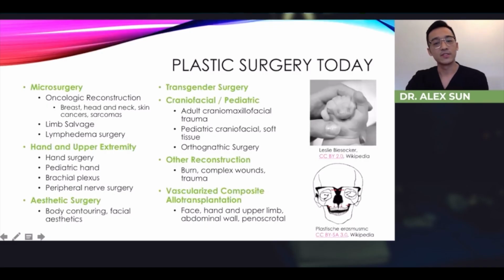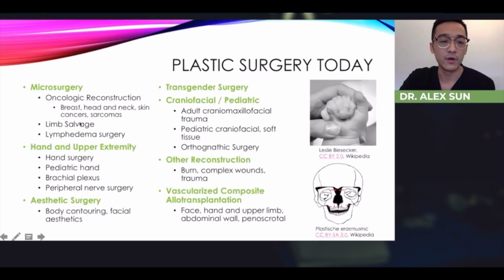There are a lot of different subspecialties. Microsurgery is probably one of the biggest bread and butter aspects of plastic surgery. Microsurgery refers to using either loop magnification, so those glasses with lenses you see people wearing, or an operating microscope. And this refers to reconnecting blood vessels or nerves for a variety of different purposes.